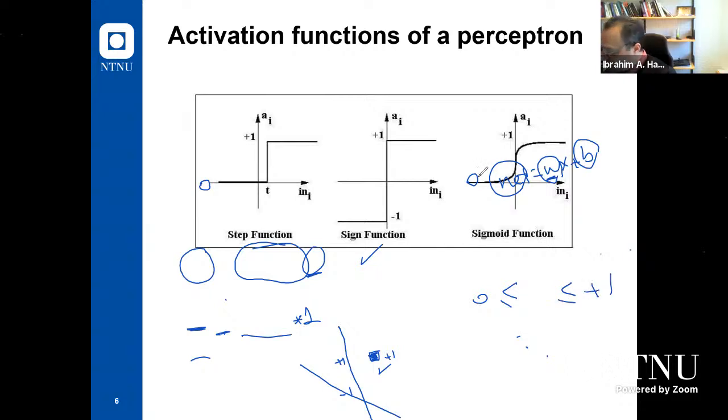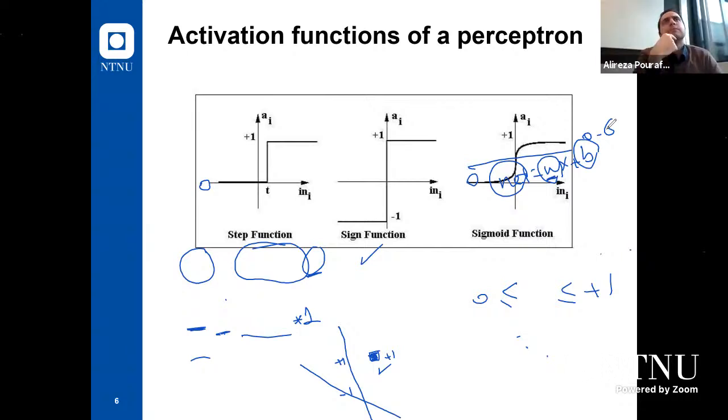So maybe the output here is 0.6. It means the probability that this example belongs to this class is 60%. And after that, you can put a threshold. So you can just say all probabilities greater than 0.5 will be classified into plus one, for example, and otherwise it will be class minus one or class zero. What's the difference?